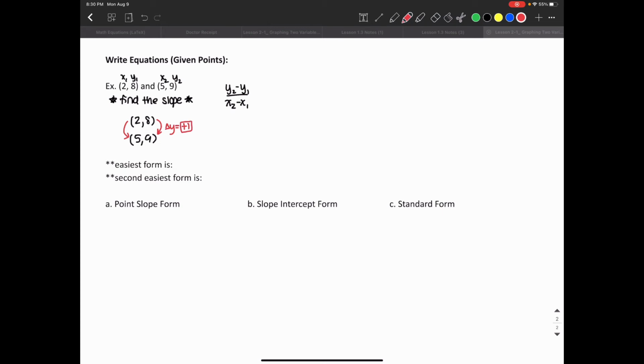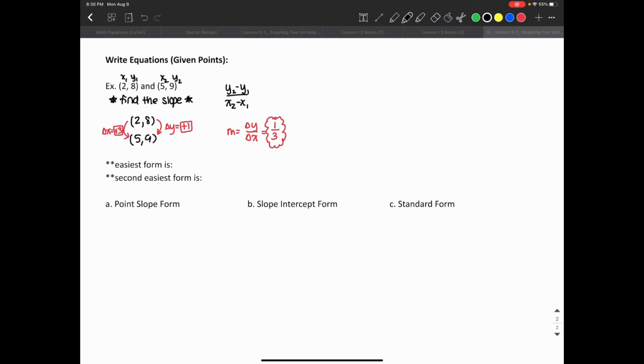The change in x, going from the first point to the second point, 2 to 5, is positive 3. So the change in x is positive 3. Then I know that my slope is the change in y over the change in x, and I just plug in what I got. I have 1 over 3. So my slope is 1/3.